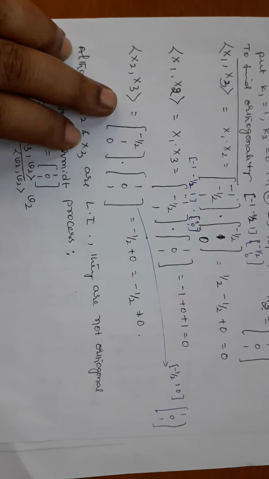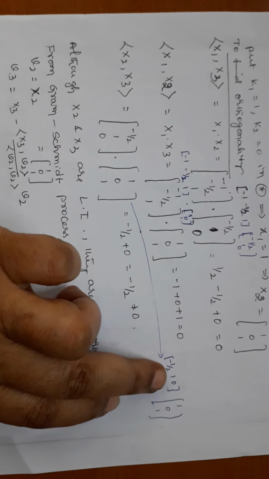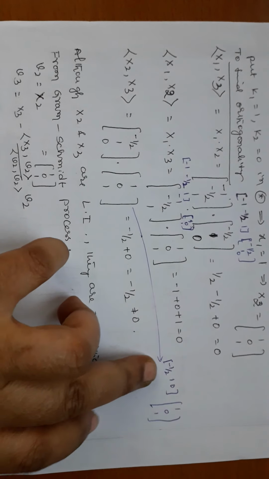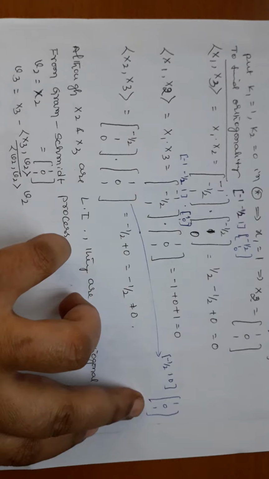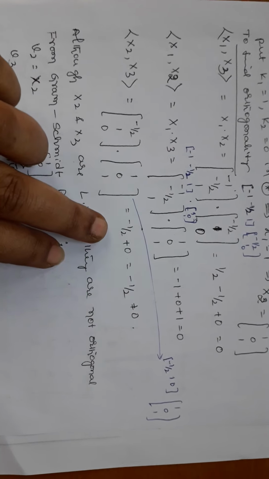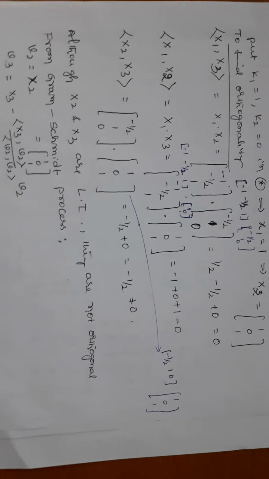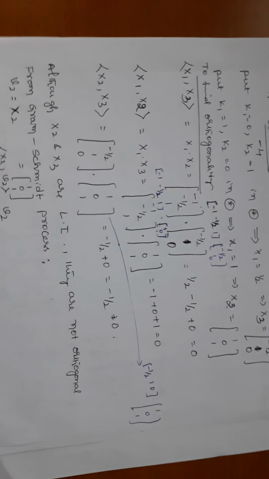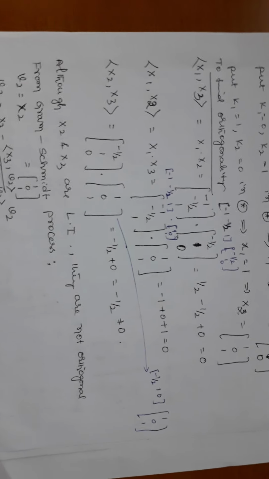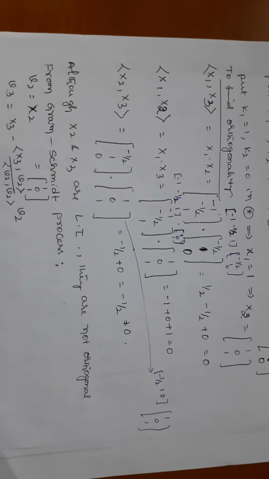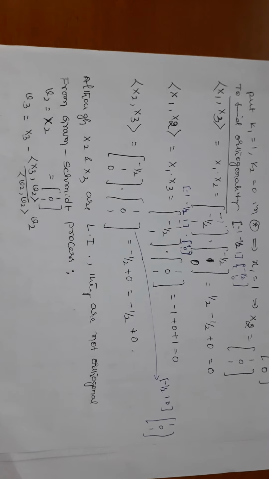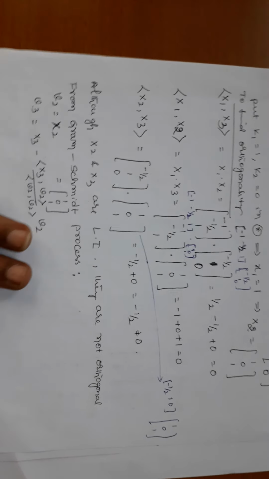And for x2, x3 it means x2 transpose into x3. This is row into column. We get minus half. This shows that x2, x3 is not orthogonal. But x1 is orthogonal to x2 and x3, while x2 and x3 are not orthogonal to each other. I have to convert them to orthogonal vectors by using the Gram-Schmidt process.